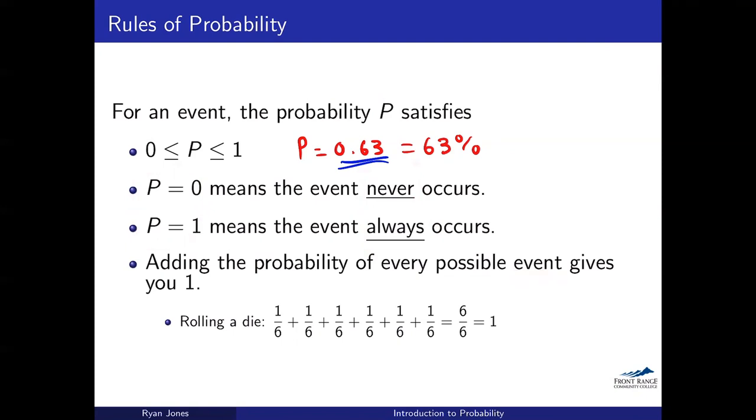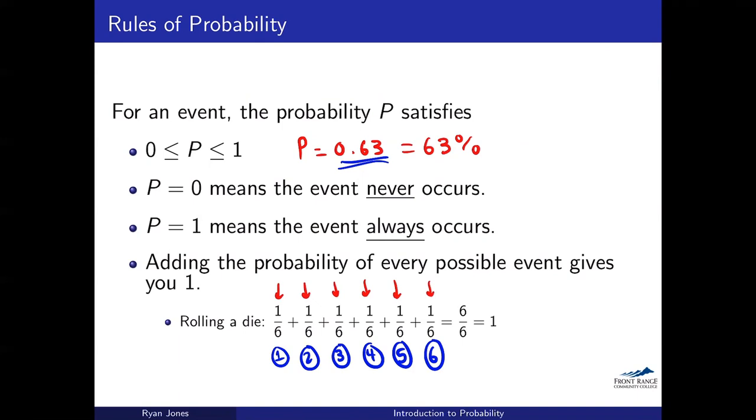possible events that can happen and you add them up, that's going to give you 1. So looking at a die that I might be rolling, we could say that all of the possible events are that I roll a 1, I roll a 2, I roll a 3, I roll a 4, I roll a 5, or I roll a 6. So if I take the probability of each of those events, which we can look and see each of those probabilities are 1/6, just because it's a nice six-sided die. If we add all those up, we do get 1.